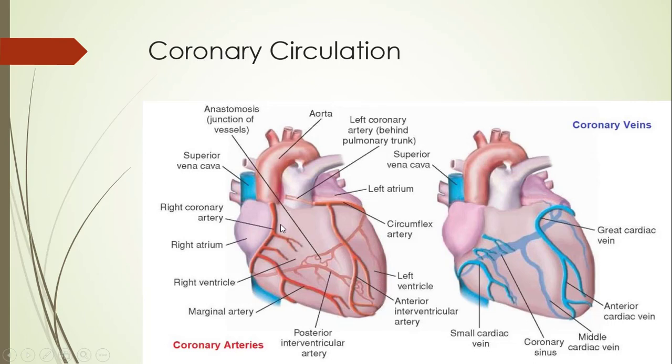Now the right coronary artery. It supplies the right atrium and the right ventricle, all of it, and it continues and rotates backwards to supply the inferior and posterior wall of the left ventricle.